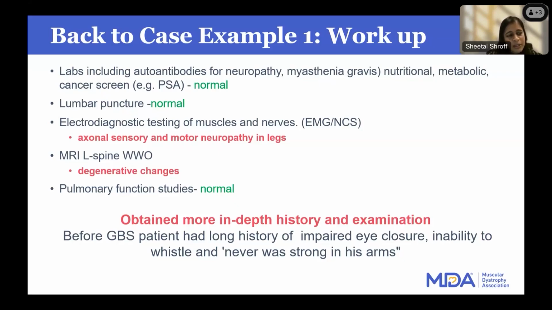Next, we got an in-depth history and examination of this patient. Before this patient presented with Guillain-Barré, the patient had a long-standing history of impaired eye closure, then inability to whistle, and never was strong in his arms. So these were some of the history we got upon digging some more. Next slide, please.